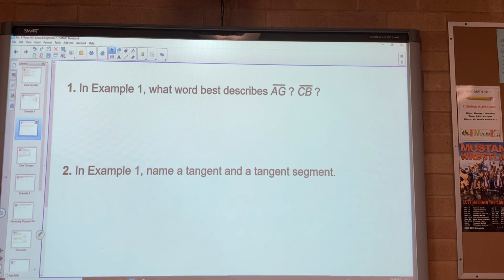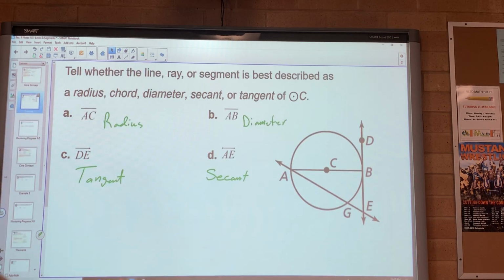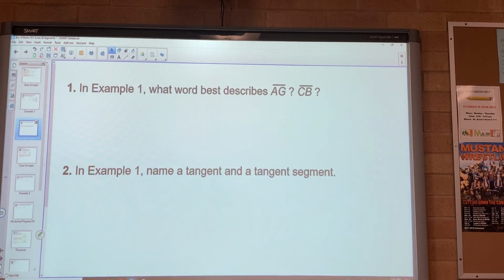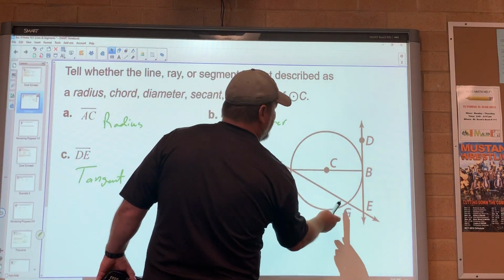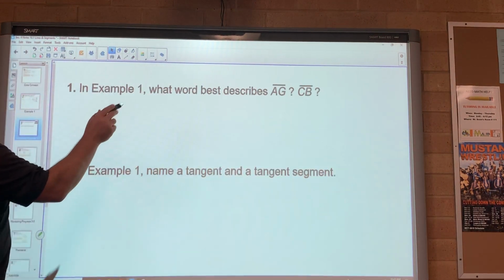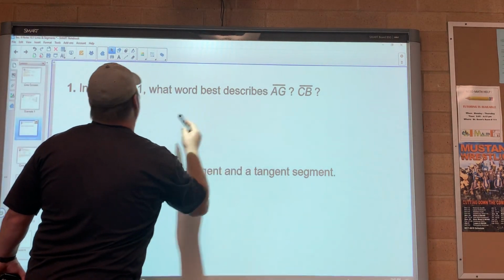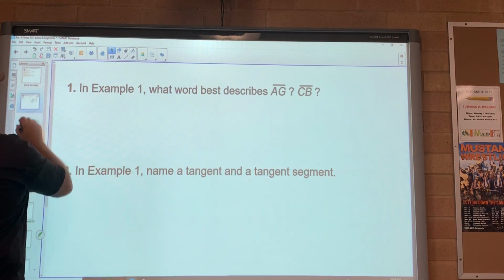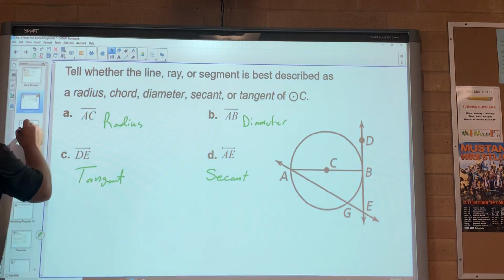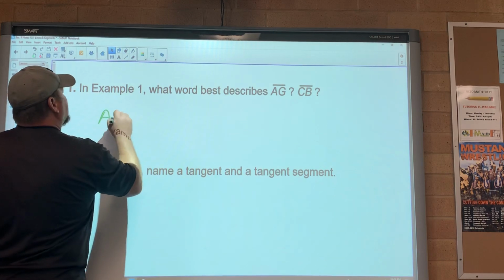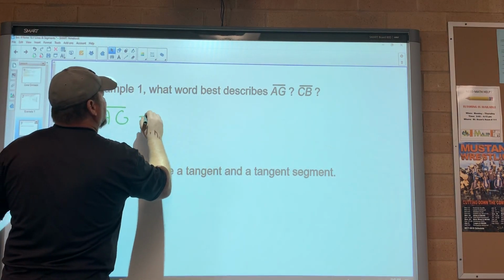It says in example 1, so this example right up here, what words best describe AG first, and then we'll say CG, CB, AG. Well, what word best describes AG, segment AG? Because I believe that's what they're talking about, segment. Notice it's segment AG. Well, let's take a look at it one more time. AG to me would just be a chord. So AG is a chord.